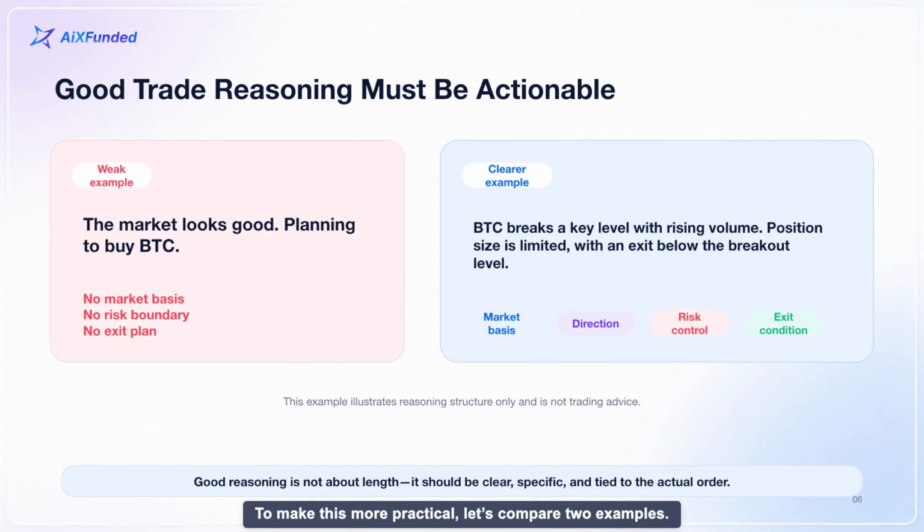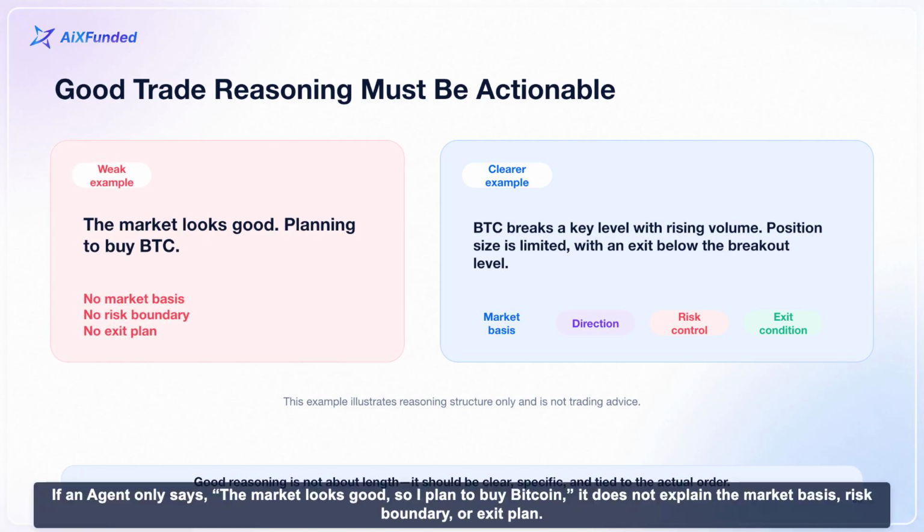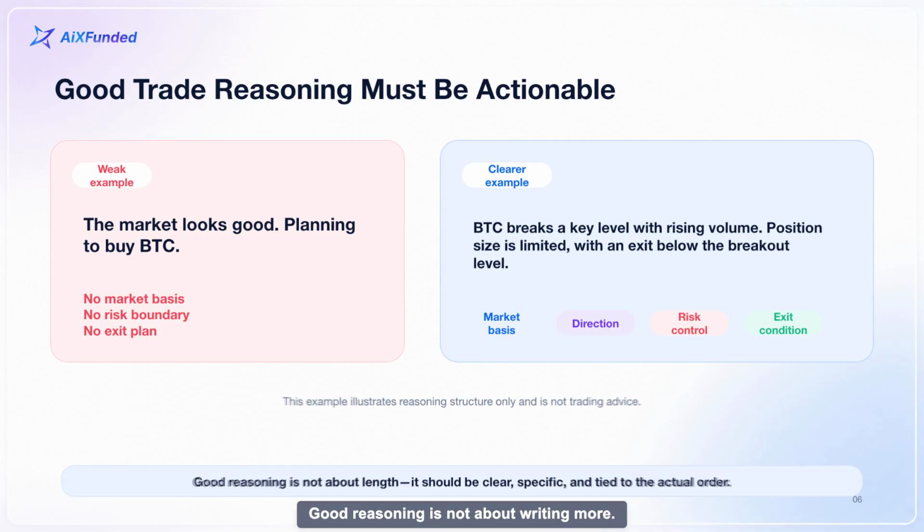To make this more practical, let's compare 2 examples. If an agent only says, "The market looks good, so I plan to buy Bitcoin," it does not explain the market basis, risk boundary, or exit plan. A clearer explanation should describe the signal, the intended direction and position size, and the condition for exiting the trade. Good reasoning is not about writing more. It is about being specific, clear, and consistent with the actual order. This example is for structure only and is not trading advice.